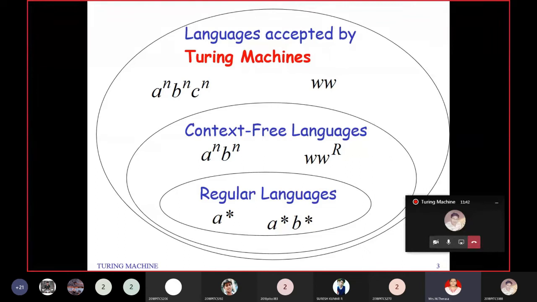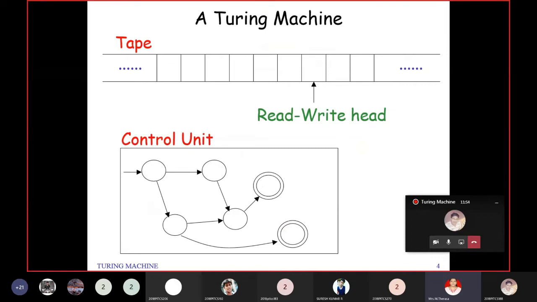Can you recall finite automata? In finite automata, you have an input tape and the tape head. Whereas in Turing machine, you have an infinite input tape and the tape head. Here the tape head is a read-write head. It can read as well as write the symbols over the input tape, and it has a finite control.